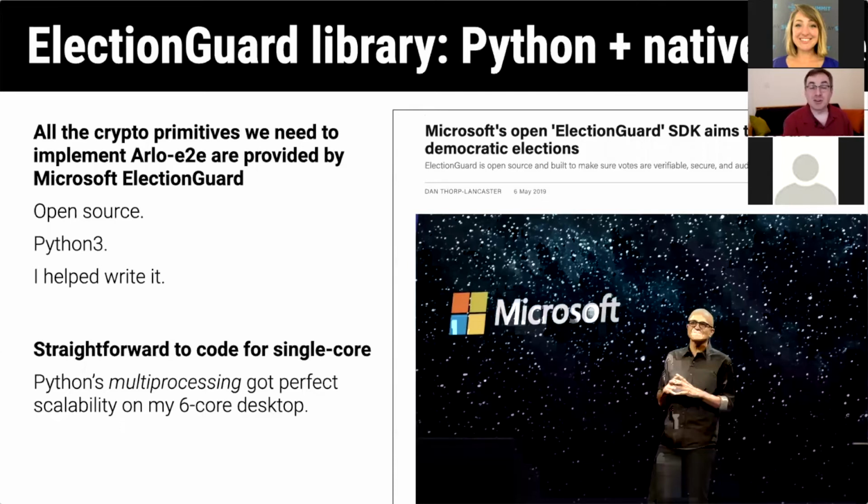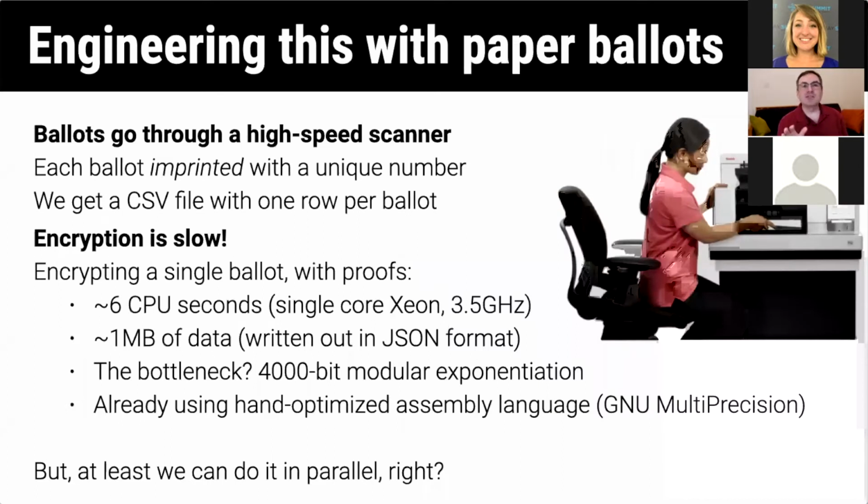Easy. So, hey, if I can do that, I should be able to easily make it run on a giant cluster of thousands of machines, right? Well, let me give you some of the numbers. The paper ballots go through a high-speed scanner, maybe not this specific one, but something that looks a lot like it. And every ballot gets imprinted.